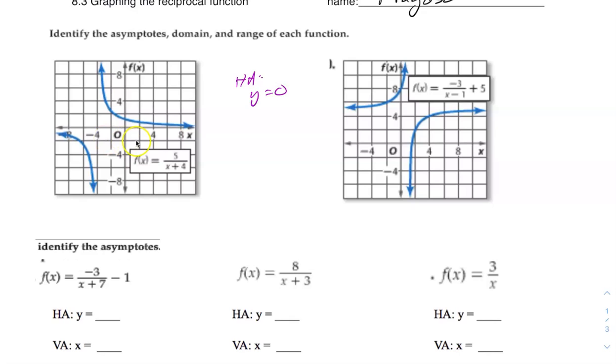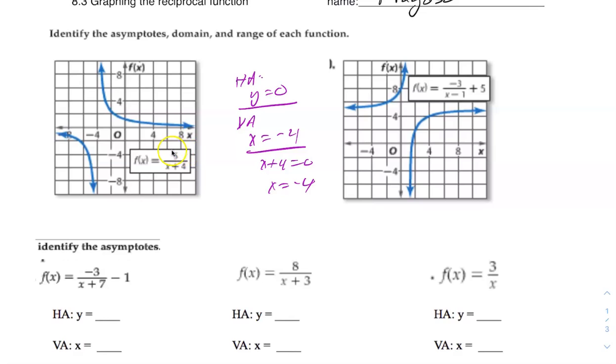The vertical asymptote you can see right here, so that'd be at x equals -4. Now that's the way you do it if you look at the graph. If you look at the equation, the vertical asymptote is the denominator equal to 0. So you go x plus 4 equals 0, so you get x equals -4, just like we got. And the horizontal asymptote would be the vertical shift, which I don't have one here, so it's 0. So there's my horizontal and vertical asymptote. You can look at the graph, or you can look at the equation. The equation is probably a little easier, actually.